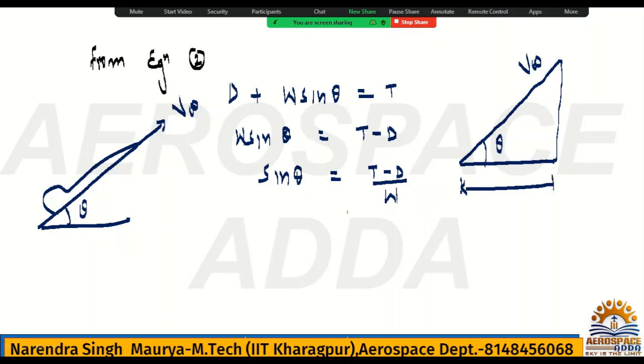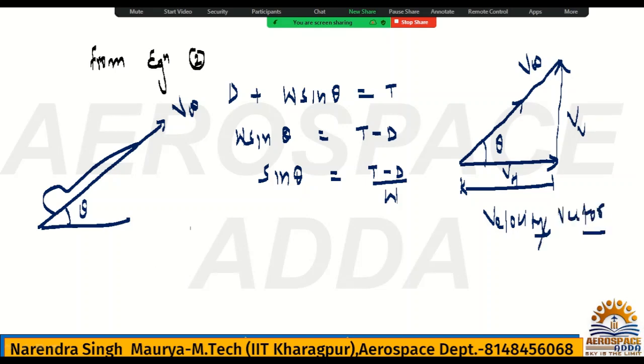This is the horizontal velocity, which I write as VH, and this is the vertical velocity, which is nothing but VV. Obviously the aircraft is going in the forward up direction, meaning it is gaining altitude. So one component is this, and the vector sum gives the other velocity vector, which should be in the upward direction. Obviously it is gaining altitude, so this vertical velocity will go in the upward direction. This is called the velocity vector.